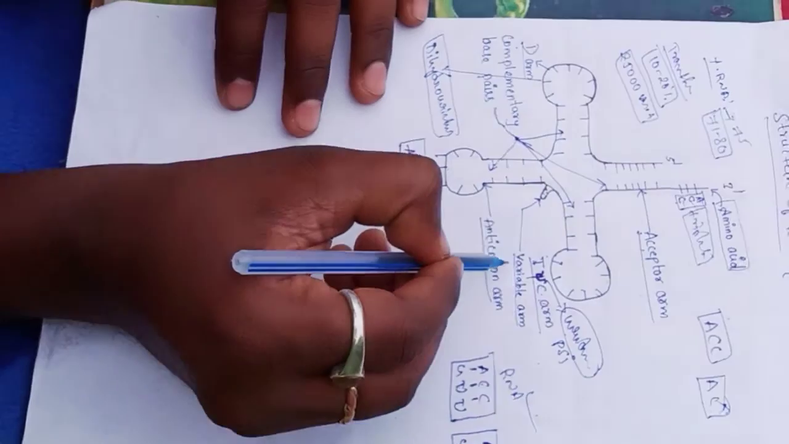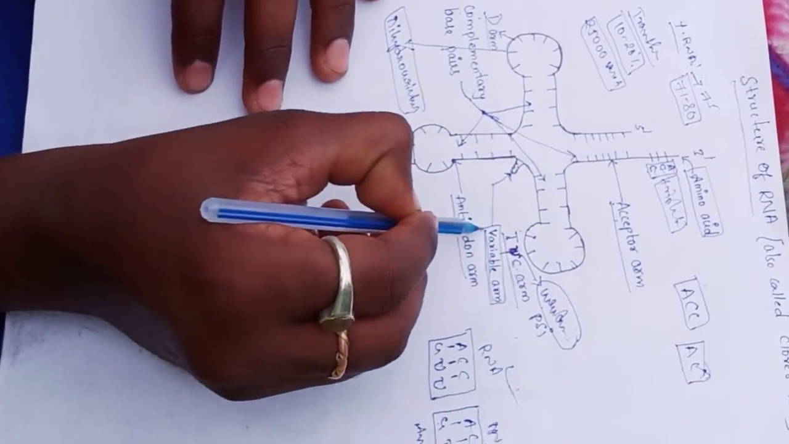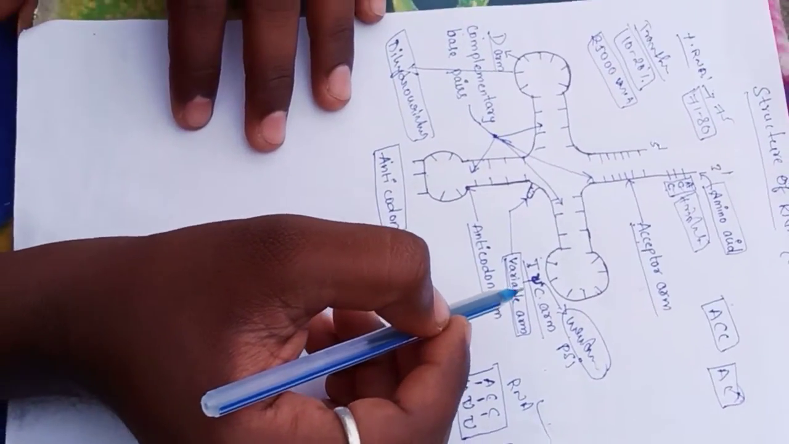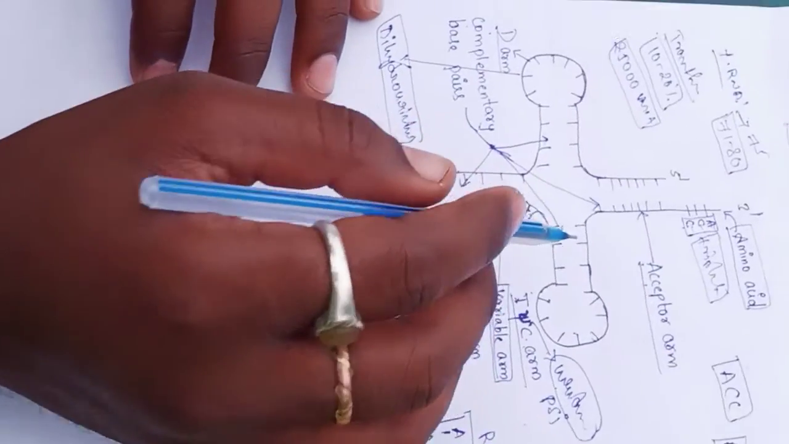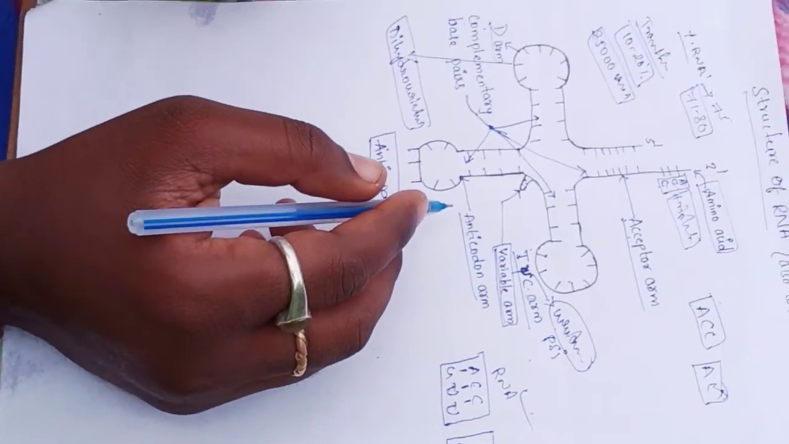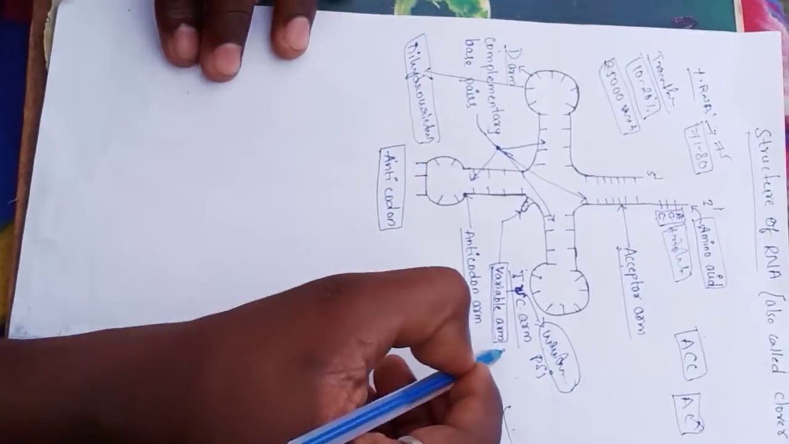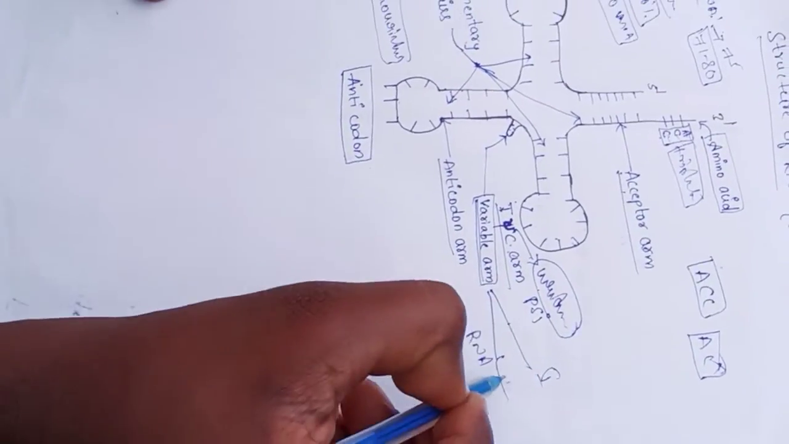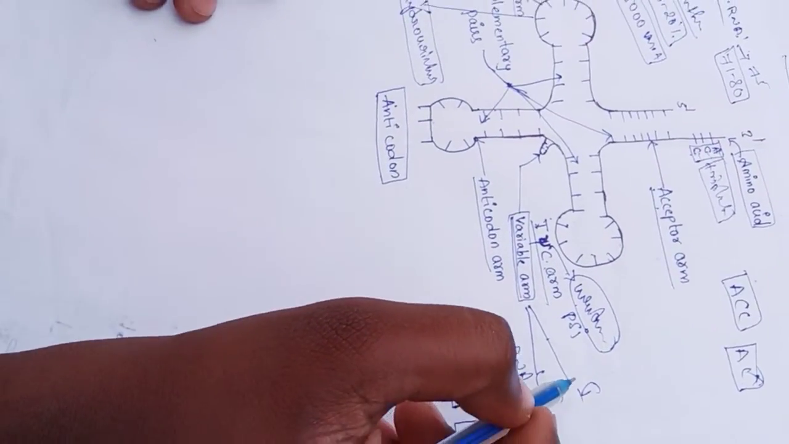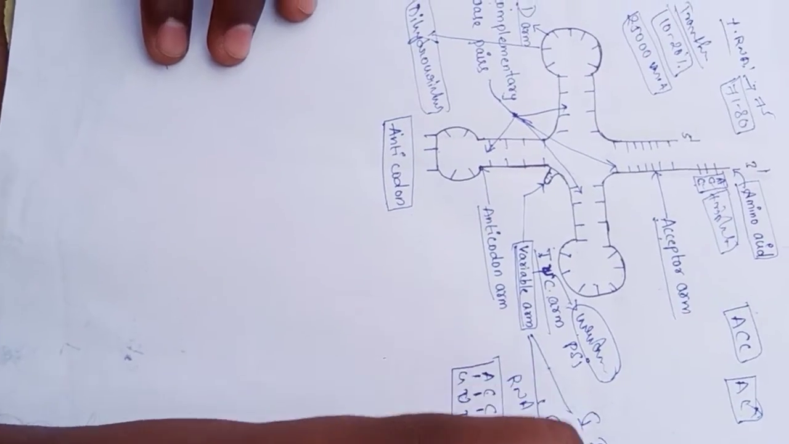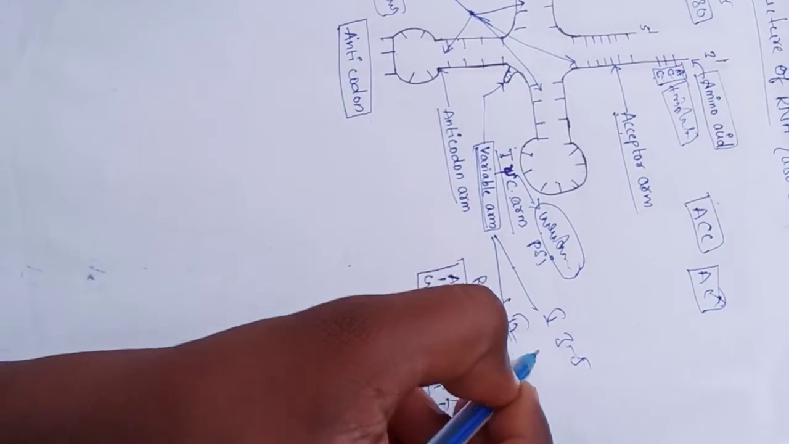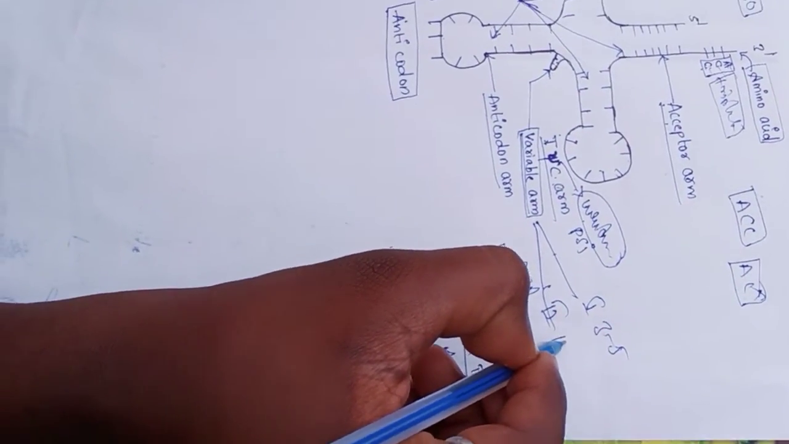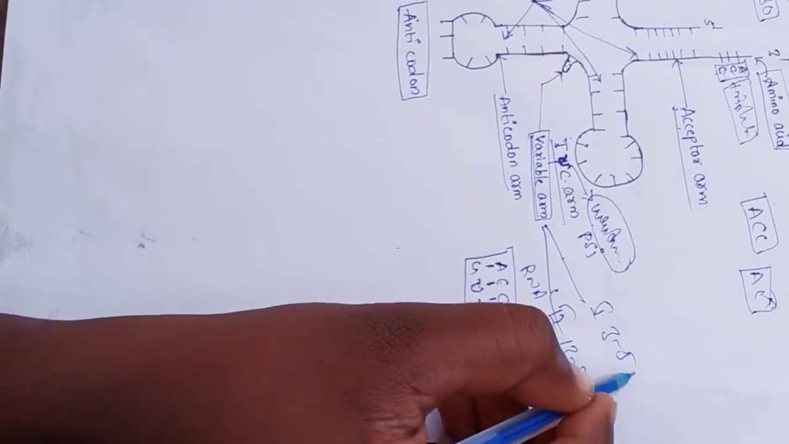One more arm, this is called the variable arm. The variable arm contains two types. It is divided into type 1 and type 2. The type 1 contains 3 to 5 base pairs. And the next one, type 2, contains 13 to 20 base pairs.